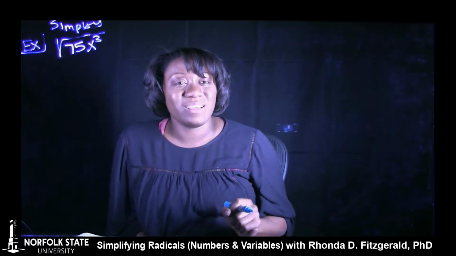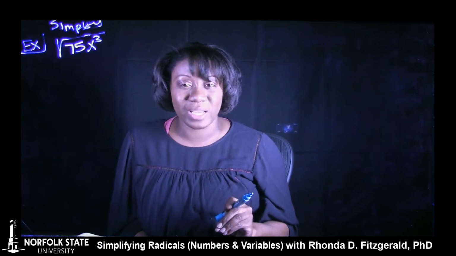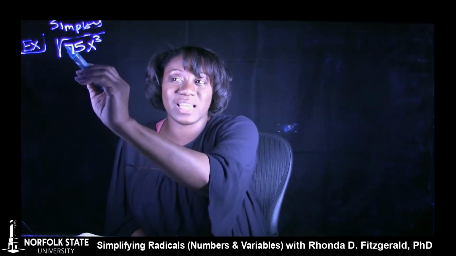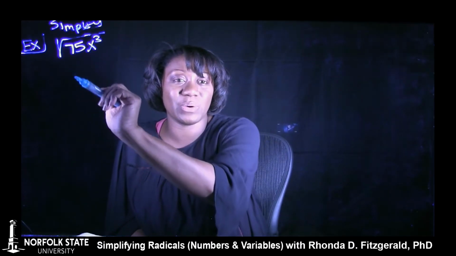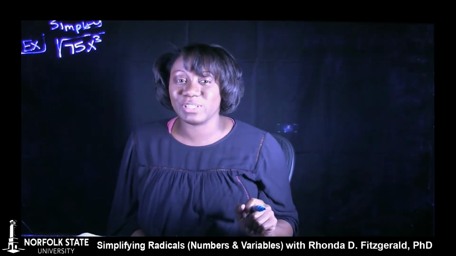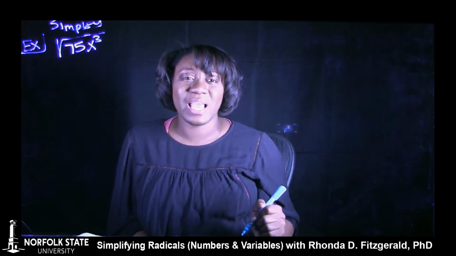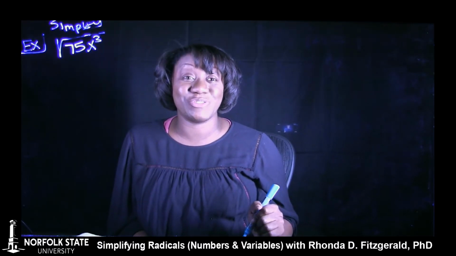So once again, we ask ourselves, is 75 a perfect square? And why am I asking square? Because our index, recall, if there's nothing shown there, there's an invisible or hidden 2. So this really means the square root. So is 75 a perfect square? And the answer to that question is no.